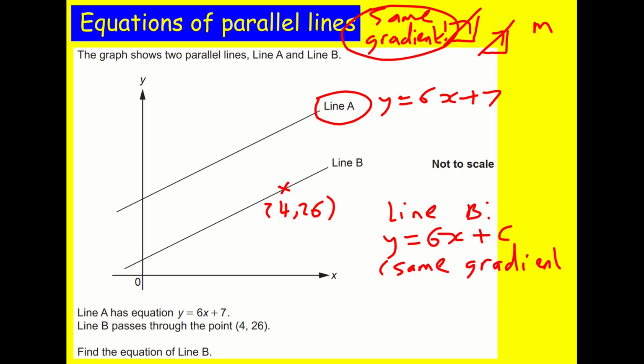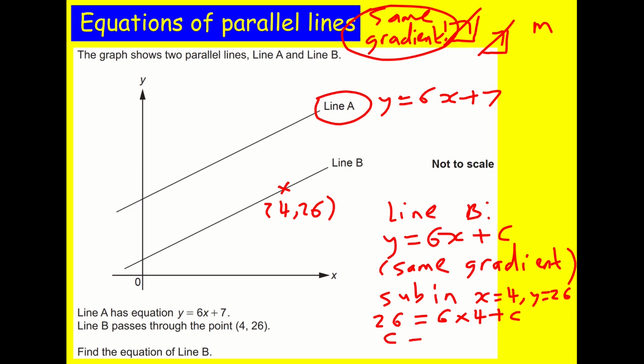Now remember, x and y are varying across this line. And it so happens at one point, when x is 4, y is equal to 26. And we can substitute that in. Sub in x equals 4, y equals 26. So I'm going to get that 26 is equal to 6 times 4 plus c. And that is equal to 24 plus c. I can minus 24 from both sides. I'm going to get that c is equal to 2.